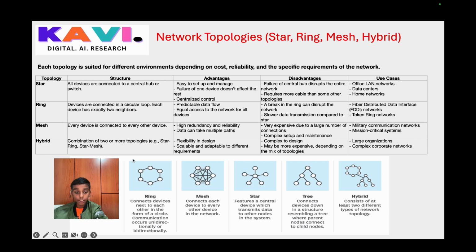What if you are this computer? If you are this computer, you would have exactly 2 neighbors also, this neighbor and this neighbor. So let's go to the advantages of the ring topology. The advantages of the ring topology is it has a predictable data flow and equal access to the network for all devices. So let's move on to the disadvantages of the ring topology.